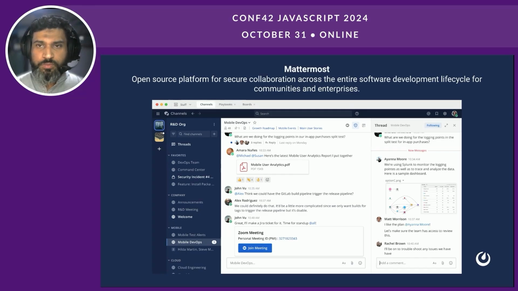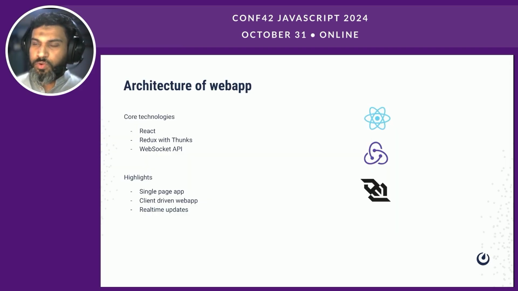So a little bit about Mattermost. It's an open source collaboration platform for communities, enterprises, teams. We have been very focused on Mattermost being an entire suite of platform tools for the entire software development cycle. Now, before we begin with the topic, let's first understand the architecture of the web app.